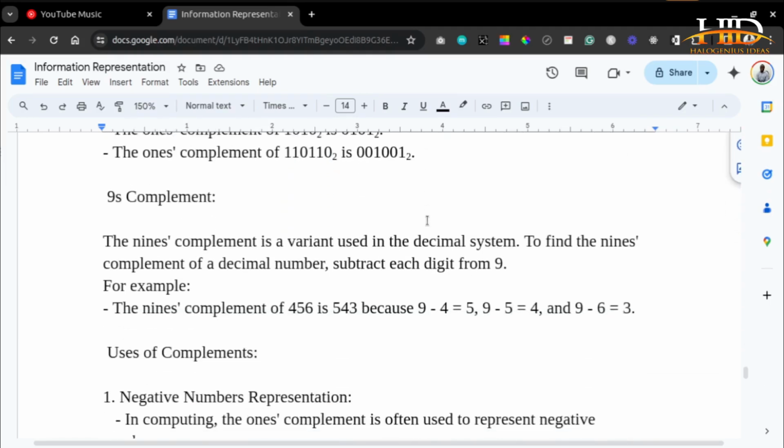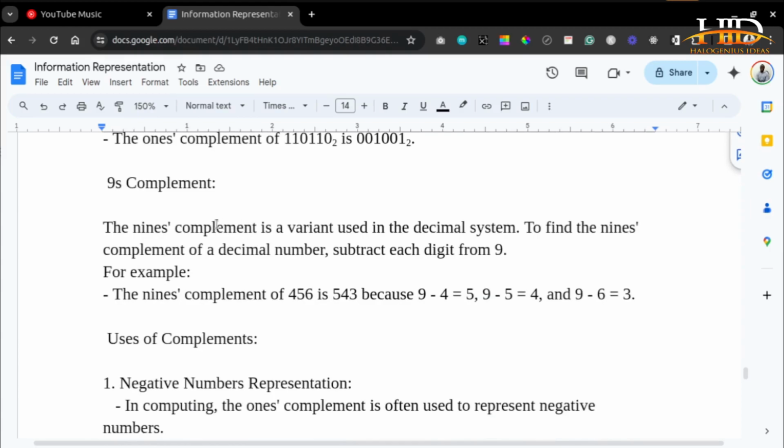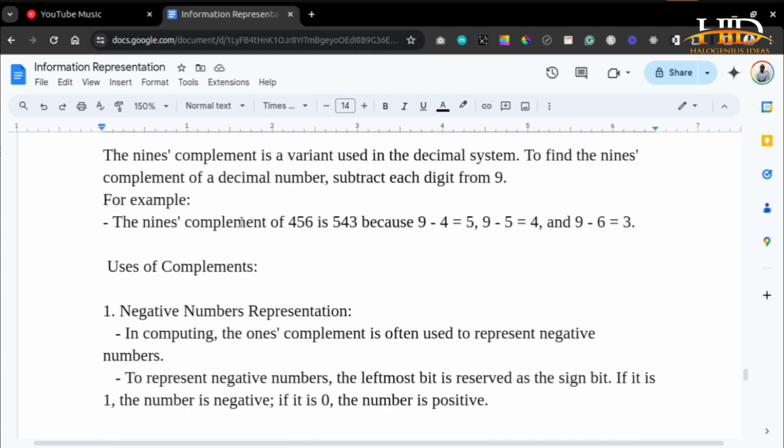All right. So as for the nines complement, it is a variant used in the decimal system. To find the nines complement of a decimal number, subtract each digit from 9, and that is it. For example, the nines complement of 456 is 543. The reason is because if you subtract 4 from 9, you get 5. If you subtract 5 from 9, you get 4. If you subtract 6 from 9, you will get 3. Alright, which is what I showed over here.